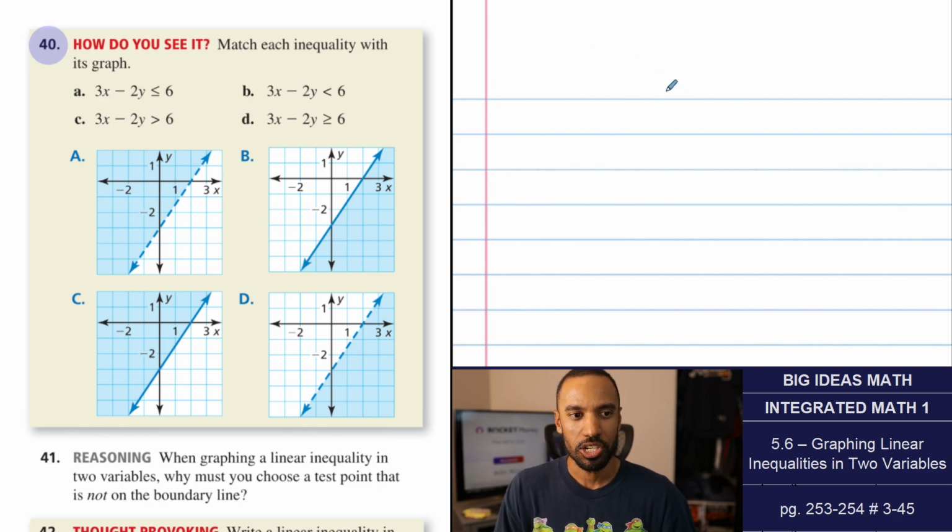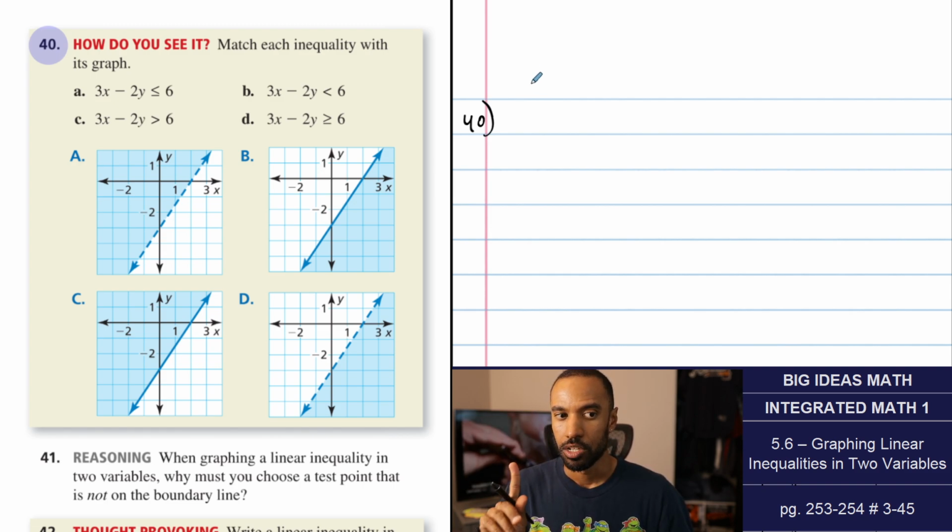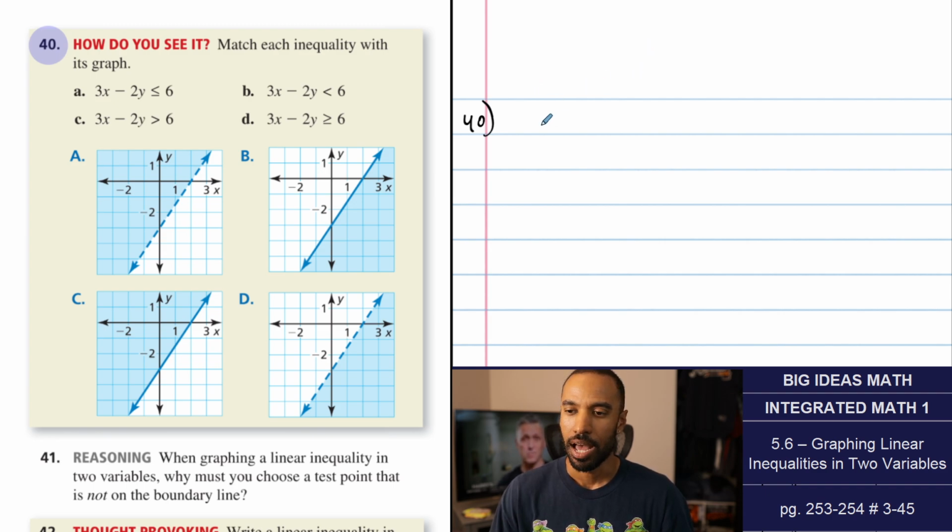Number 40. Match each inequality with its graph. Okay, they all have 3x minus 2y, so the intercepts themselves aren't the thing in play that we're talking about. What I'm going to do is rewrite just one of them, that first one. I take it back. We're going to test 0, 0. We're going to test 0, 0. We're going to apply to what they do.